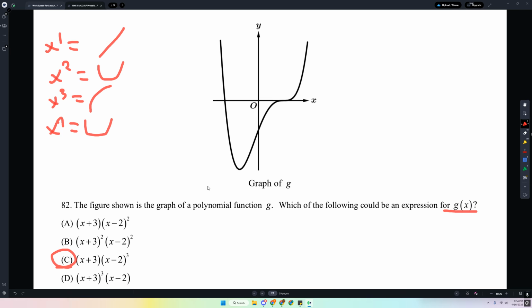So yeah, the answer is C, because at -3, we have a point here that goes straight down. So that follows our x1 pattern. And then our x minus 2 is cubed, and that follows our cubic pattern. And we know it can't be A, or it could be A, but we see it's squared, so that means it must bounce. So this can't be it. Yeah, sure. What's the question?